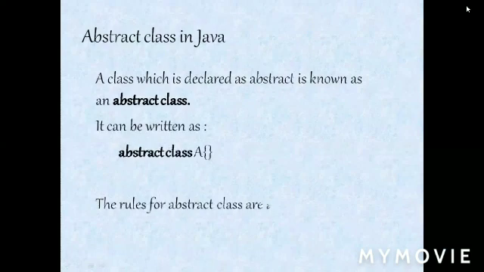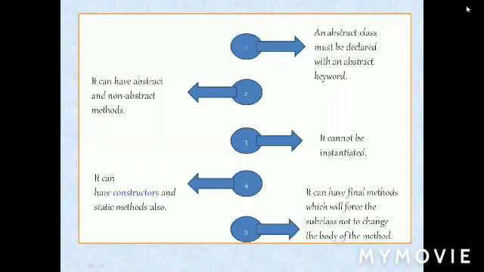It can be written as abstract class A. The rules for the abstract class are as defined. An abstract class must be declared with an abstract keyword. It can have abstract and non-abstract methods. It cannot be instantiated. It can have a constructor and static method also. It can have final methods which will force the subclass not to change the body of the method.